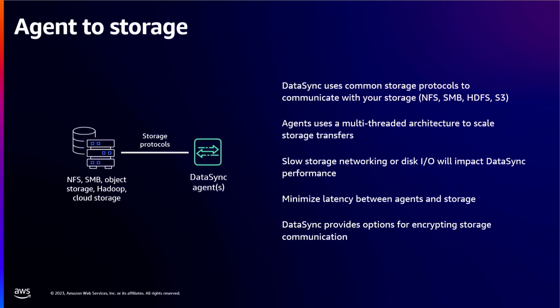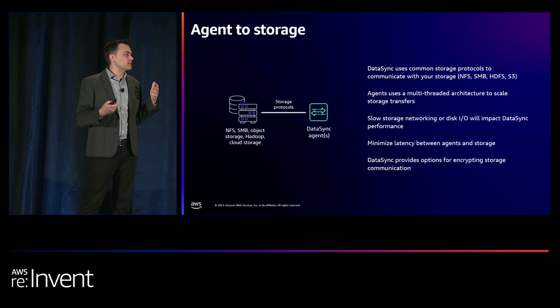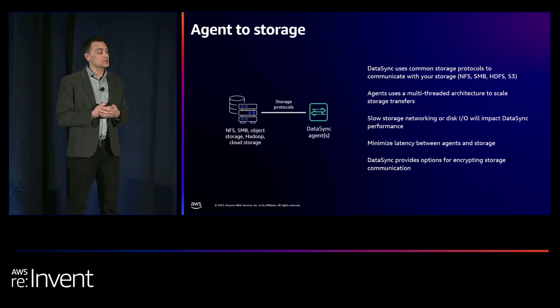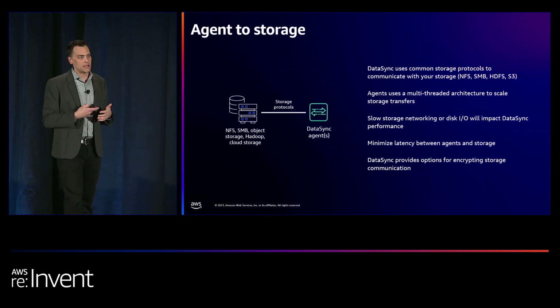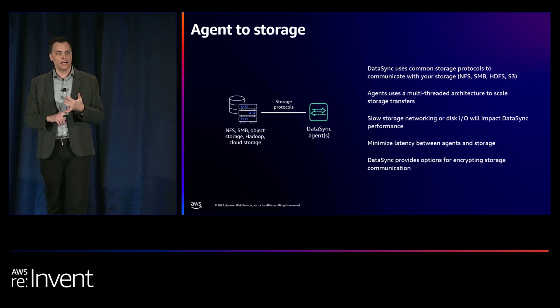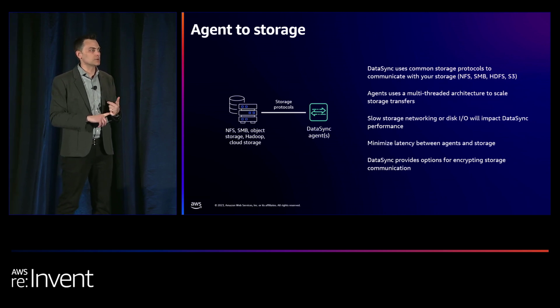The first is that DataSync uses common protocols to communicate with your storage. And so you need to make sure that firewalls and things like that are open between your agent and your storage. We use a multi-threaded architecture on our agent to scale our storage transfers to achieve high levels of throughput and IOPS. So what that means is that we could potentially impact your storage system.